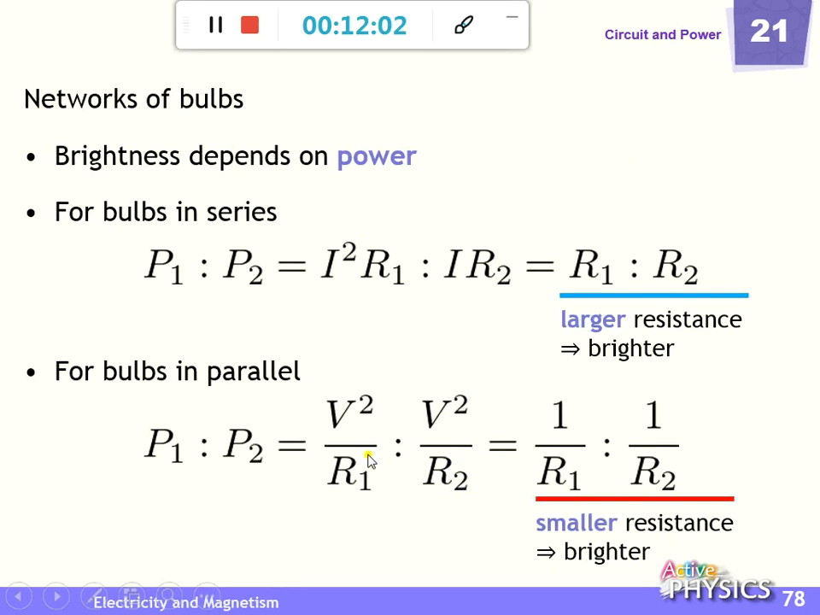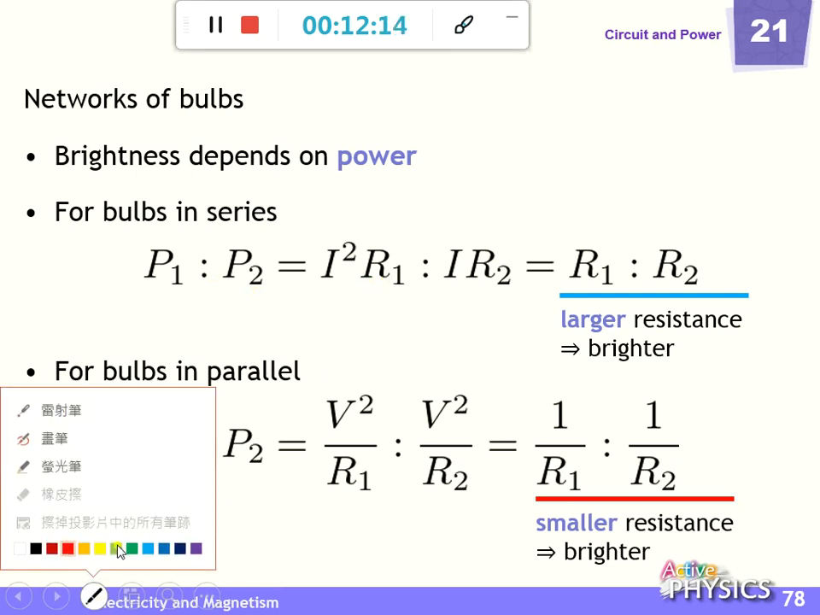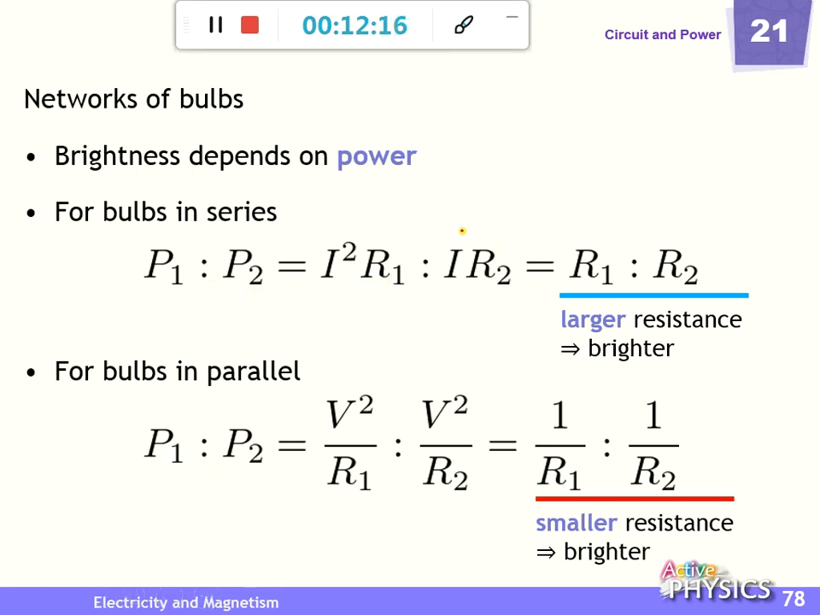Okay, this one. Brightness depends on power. We know that. For the series circuit, the ratio of the power should be using this one, I squared R.